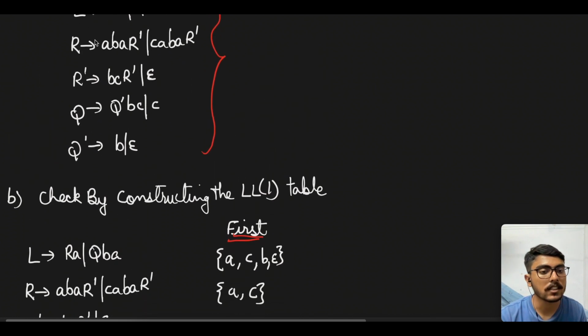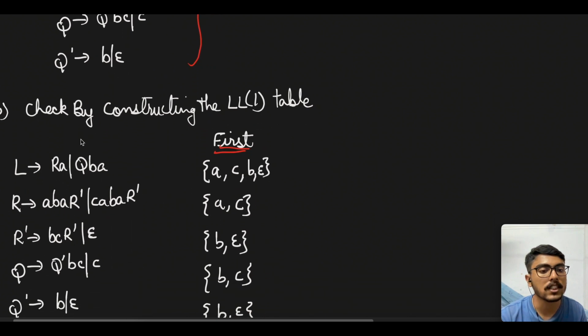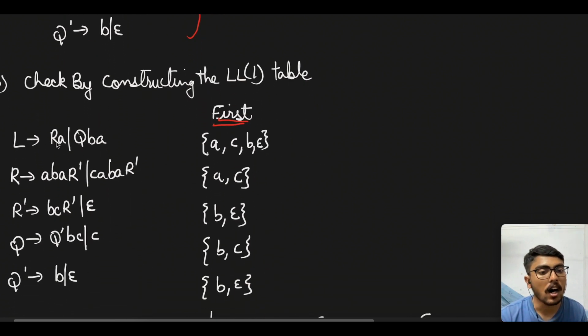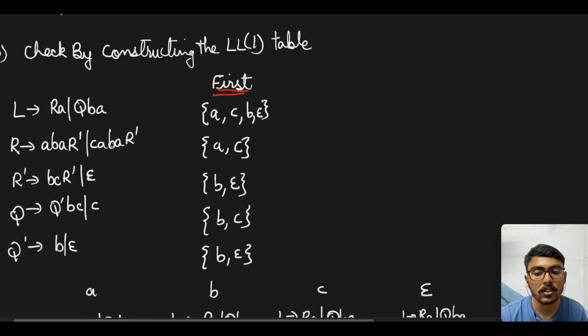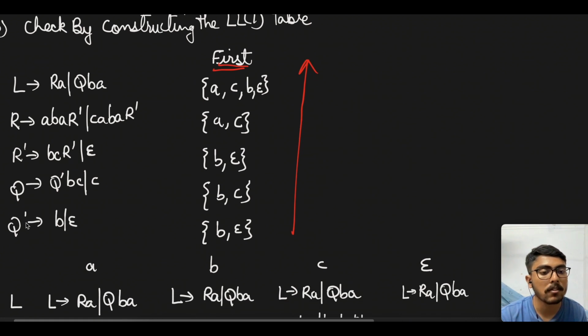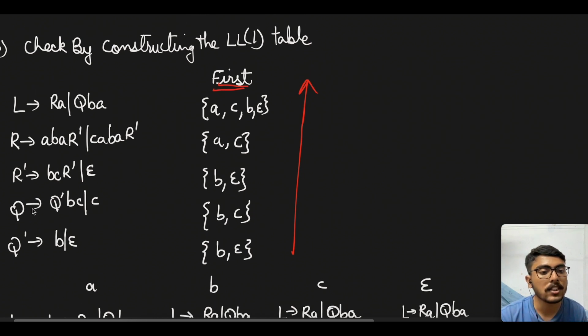So for all the productions, we will see L to RA comma QBA. And one more thing, when you are trying to find out the first of any grammar, try to go from bottom to top. It will help you in assigning firsts to the non-terminals. So if we check Q dash, it will have B and epsilon, right? And then if we check Q, so Q points to Q dash, and the first of Q dash is B, so it will have B, or it can have C, so again C.